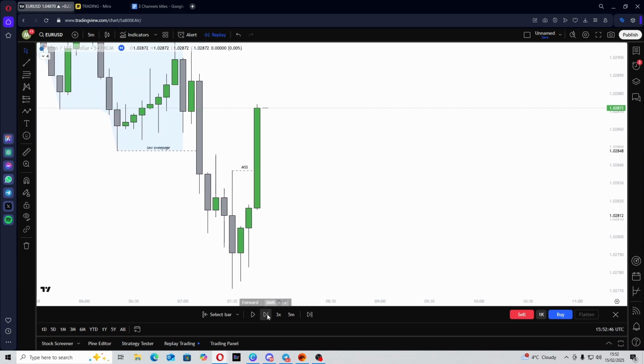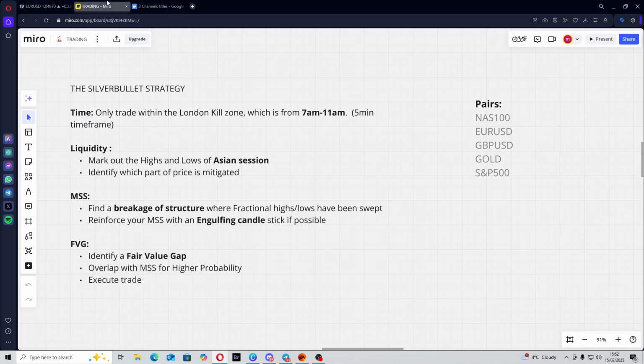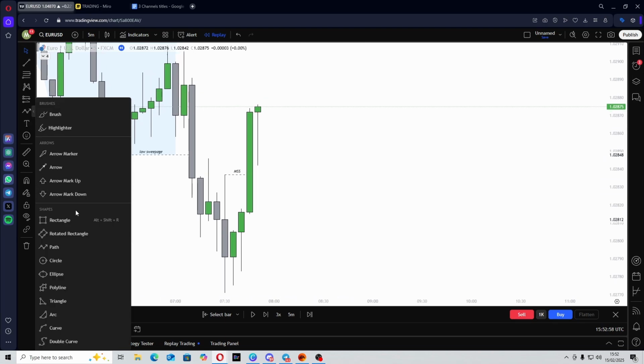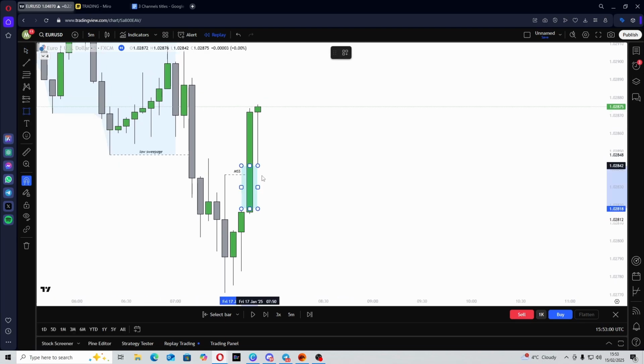I'm going to play price forward one more time, so we can see where the fair value gap will be. Now, we need to identify a fair value gap, and we overlap this with a market structure shift for a higher probability. And all we need to do from then on is completely execute the trade. So this will be the fair value gap right here. It's very, very easy. You probably guessed it, and you can see how good this whole strategy and structure is.